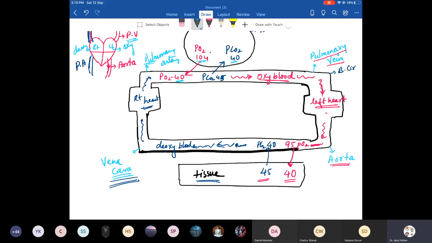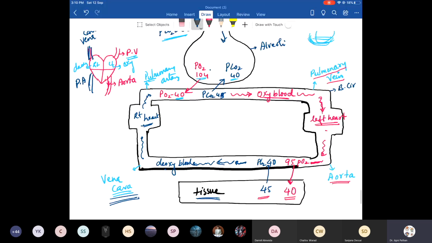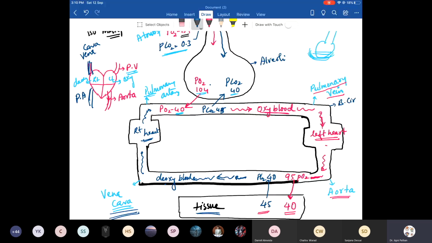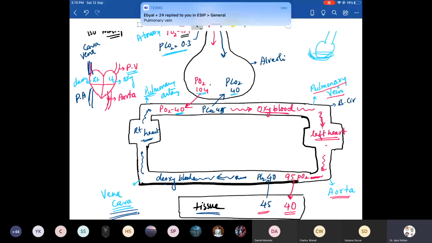In the oxygenated blood, you have a high partial pressure of oxygen. In the deoxygenated blood, you have a high partial pressure of carbon dioxide. Is this point clear to all? Any difficulties here? Do let me know. I'll give you 1 minute to revise quickly. Listen, my dear students, these numbers are very important.